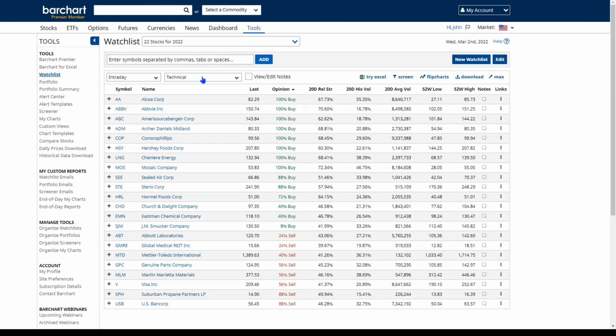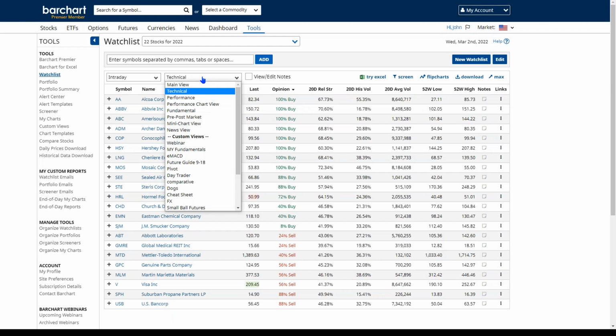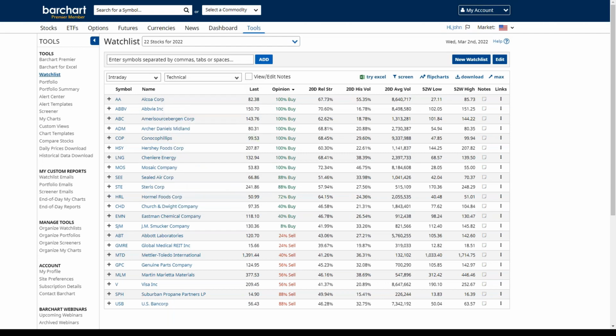And so any of the watch lists that we have, one of the features that we do give you is multiple views: main view, performance, charts, fundamental views. But we're going to just go to the technical view. Now notice on the technical view, we have our opinion. That's that opinion indicator that we saw in the upper right-hand corner of our individual stock.